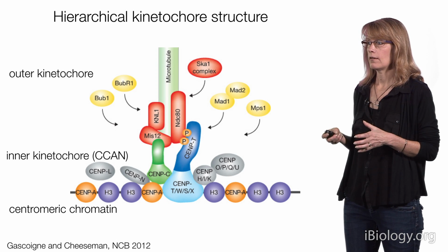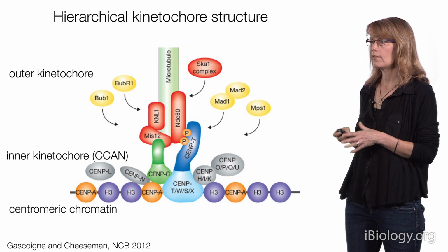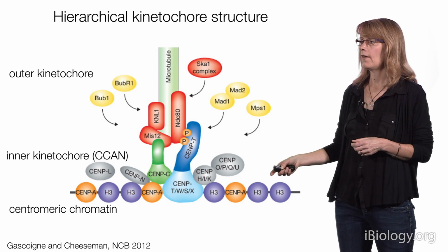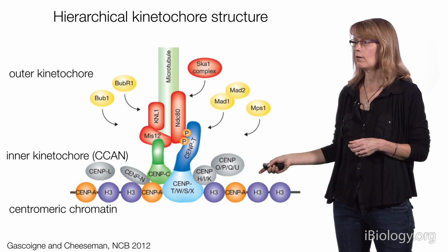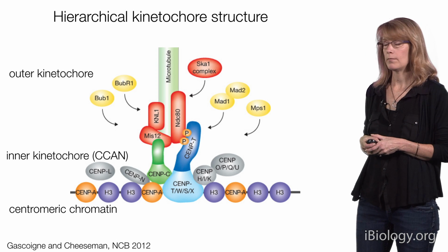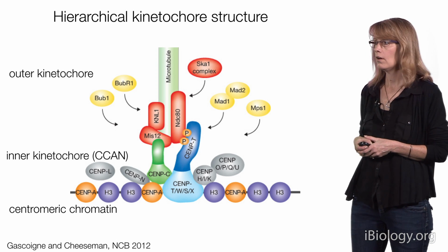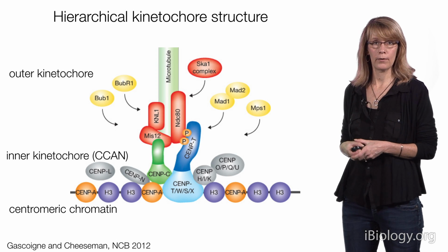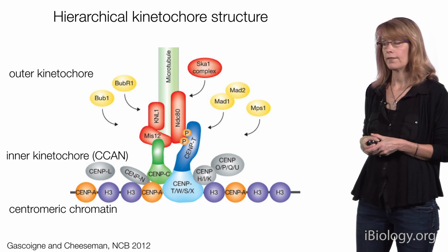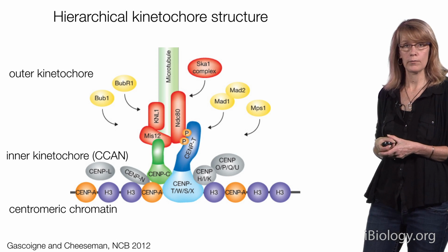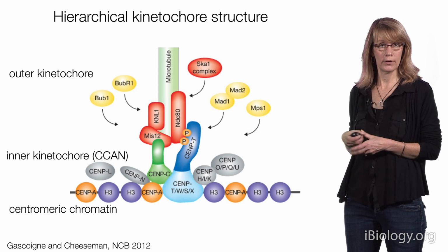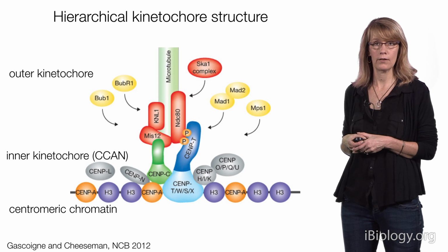There are many, many copies of these subcomplexes, so this cartoon is greatly simplified. But the things to remember are that, as I said, there's a centromeric chromatin structure at the bottom that's the foundation for the kinetochore, and a hallmark is the CENP-A nucleosome. The inner kinetochore forms on top of that, and this is often called the CCAN, for constitutive centromere-associated network. These are proteins that bind to that centromeric chromatin and form the foundation of the kinetochore.